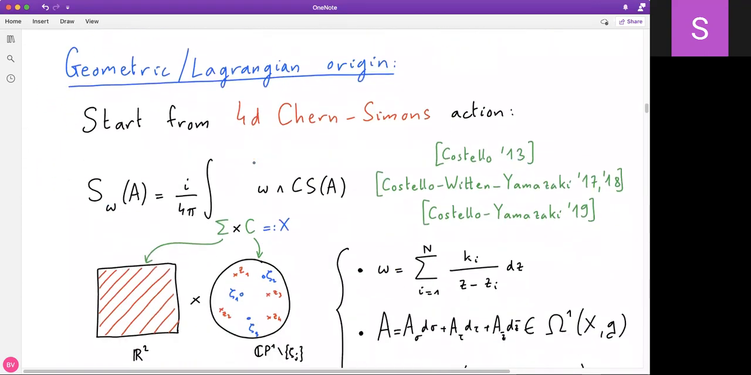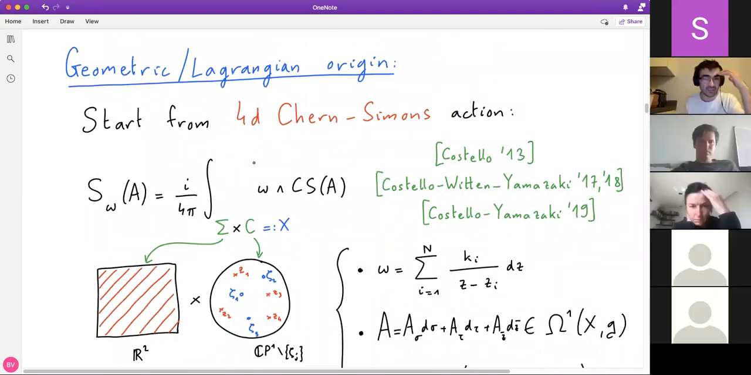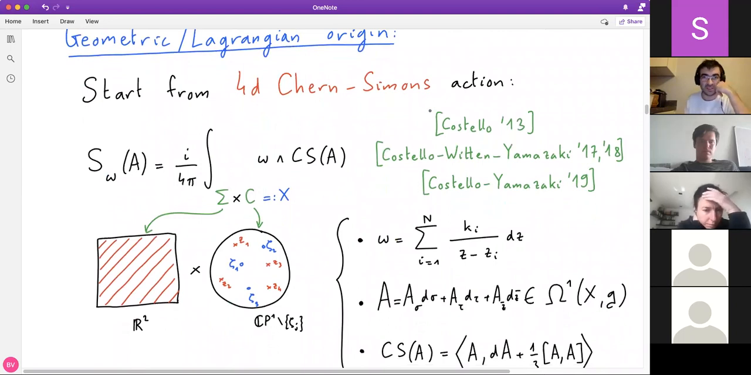So rather than choosing representations, what we'll choose is some boundary conditions for the gauge field A of the Chern-Simons theory. Specifically, we start from this 4D Chern-Simons theory, which was introduced by Costello in 2013, and then developed extensively by Costello, Witten, and Yamazaki. And more recently, it was understood how to produce integrable field theories by Costello and Yamazaki. So what I'll present is an alternative to their way of constructing field theory.